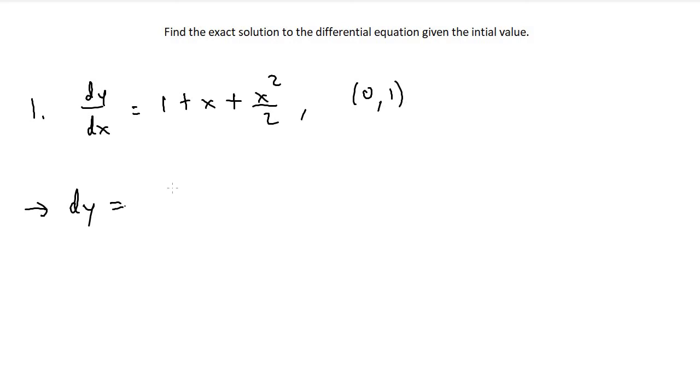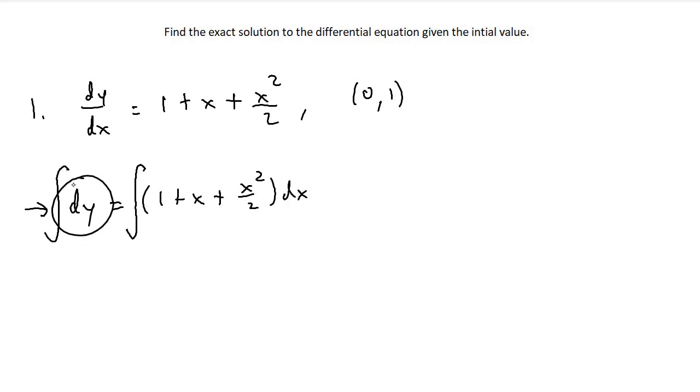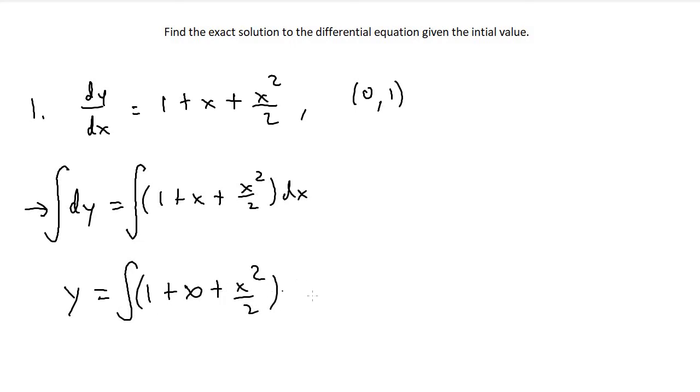So dy is going to equal 1 plus x plus x squared over 2 times dx. So now what I can do is antiderive, or take the integral of both sides of the equation. So let's start out with the integral of dy. The integral of dy is just going to be y equals the integral of 1 plus x plus x squared over 2 dx.